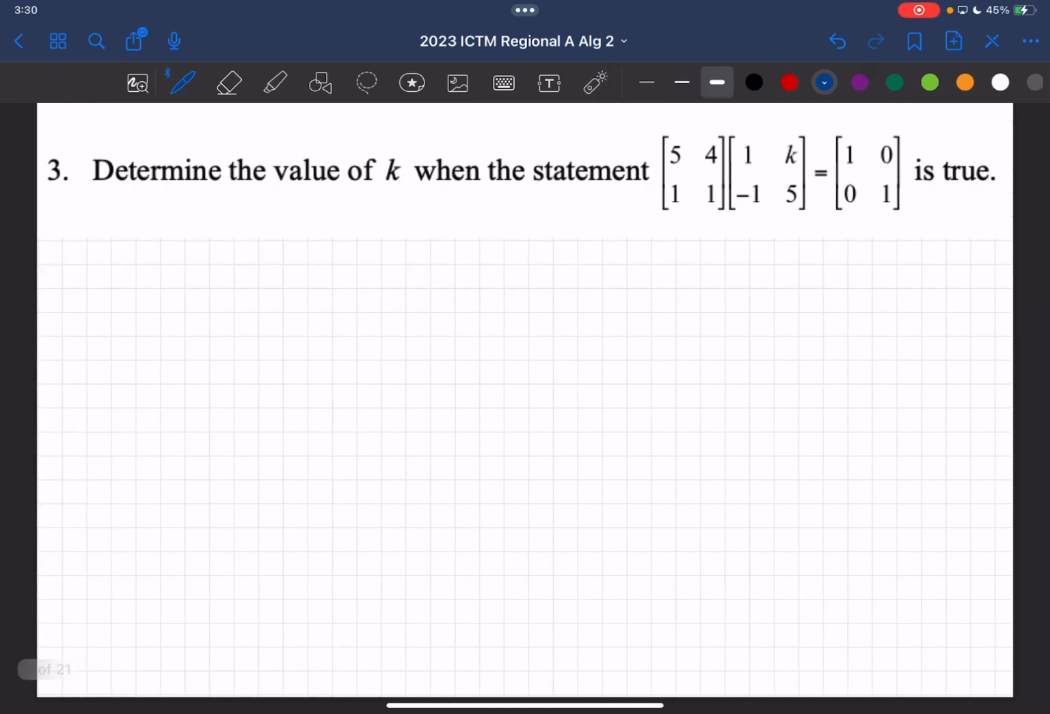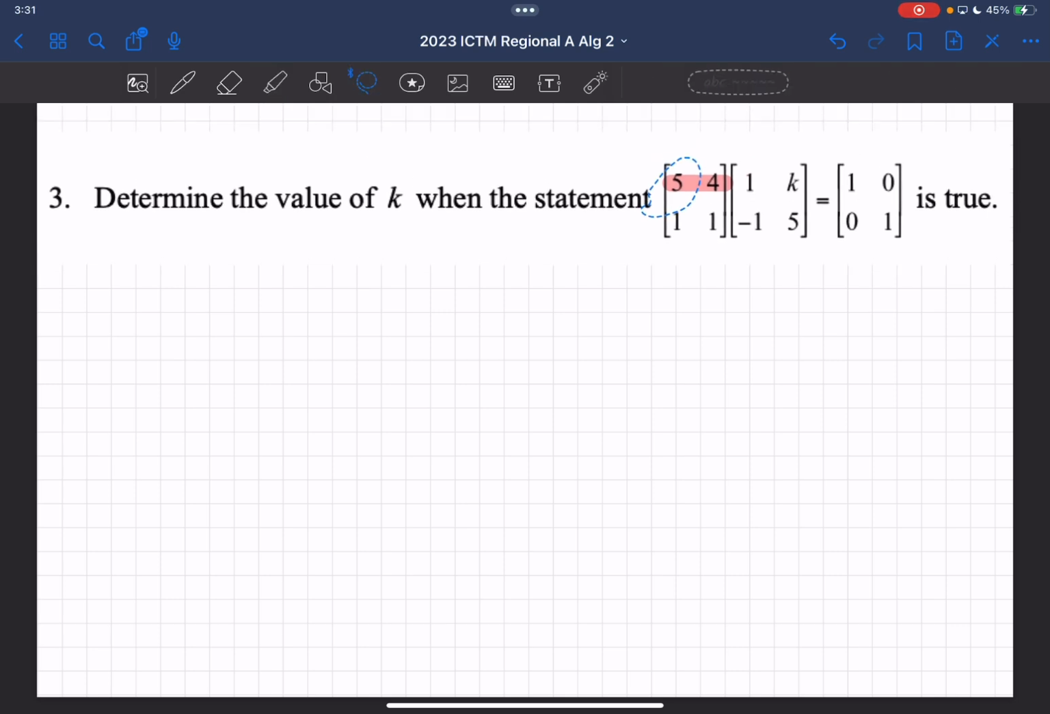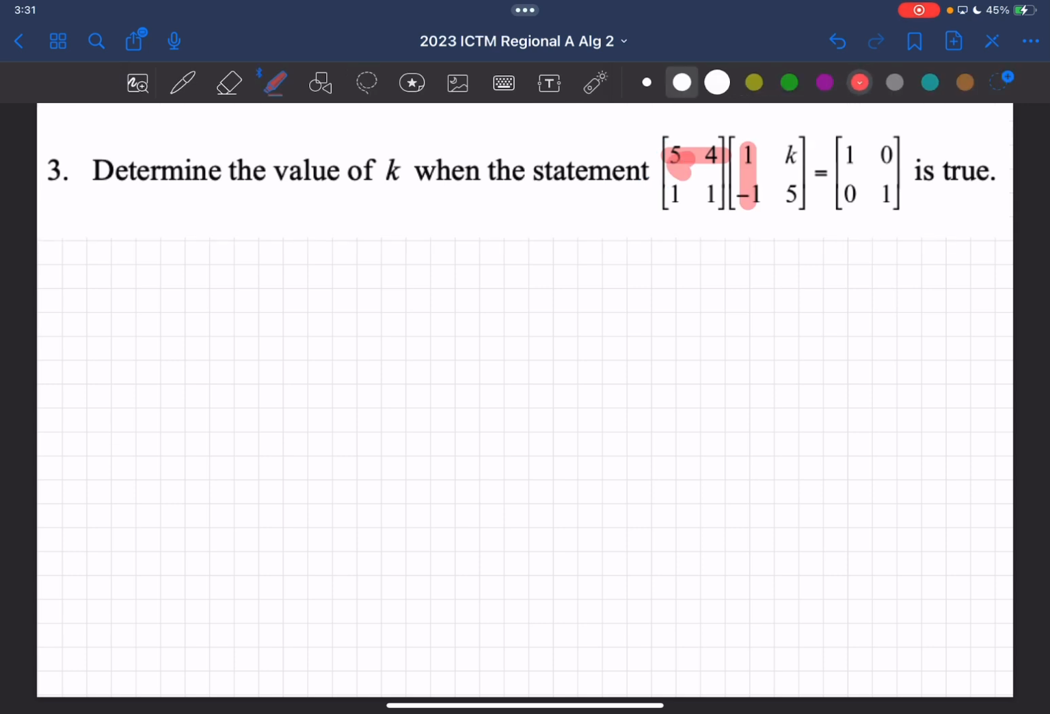All right, next one. Determine the value of k when this statement is true. Okay, so with matrix multiplication, the way I arrive at 1 is I multiply these two numbers times these two numbers in that order. So 5 times 1, 4 times -1, put them together, and we get 1. Now if I move that down to here and multiply these two, 1 times 1 and 1 times -1, we get 1 and -1 adds up to 0. That's because I multiply the second row by the first column, so that's what my result is.